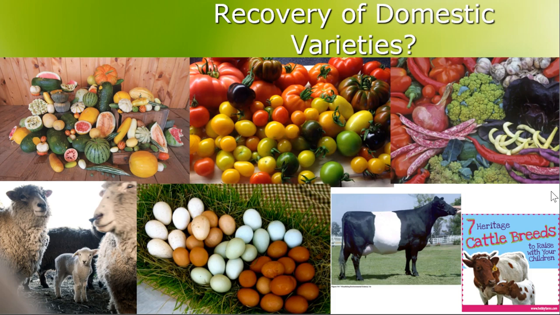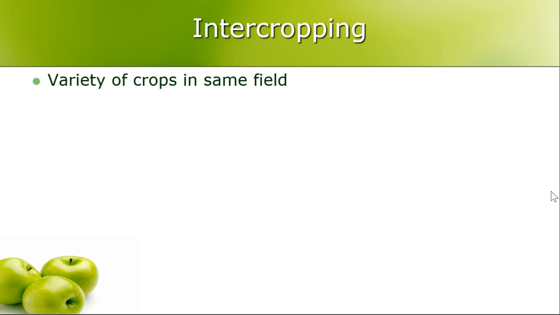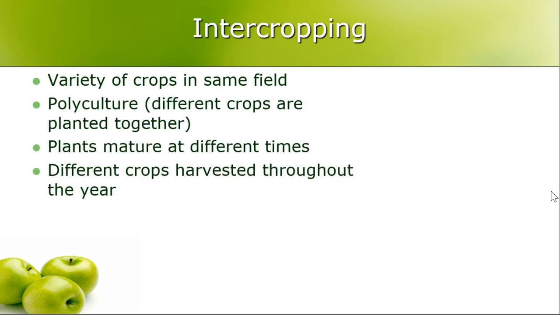And so that's actually led to a trend in farming that we're starting to see now that's called intercropping, and this is where you grow a variety of crops in the same field. Typically it's polyculture, where you have different crops that are planted together. One of the big trends here too is to pick plants that mature at different times, and so you are constantly harvesting and you can replace those crops.